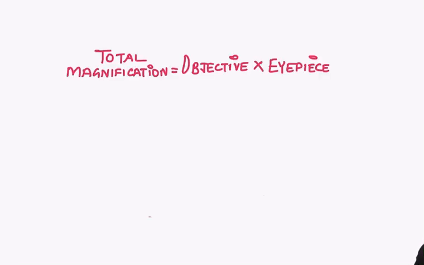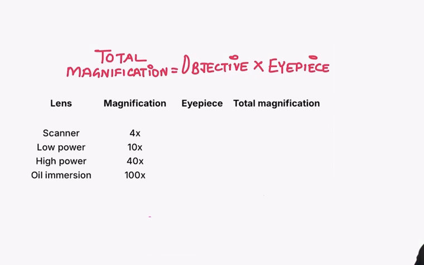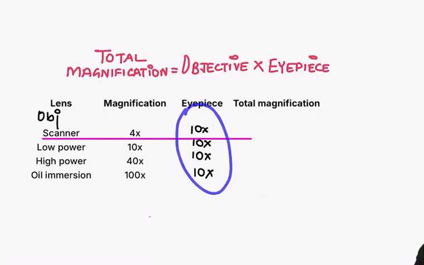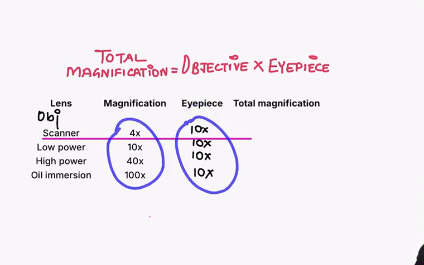Let's try to do this with the help of some examples. I've got you a fill in the blank over here. These are all the objective lenses that I have written for you, and they have different magnifications. But for the eyepiece lens, we know that the magnification will always be constant in every situation, that is 10x. So what is the total going to be? For the eyepiece, it's always 10x. So you just look at the objective and multiply it by 10.